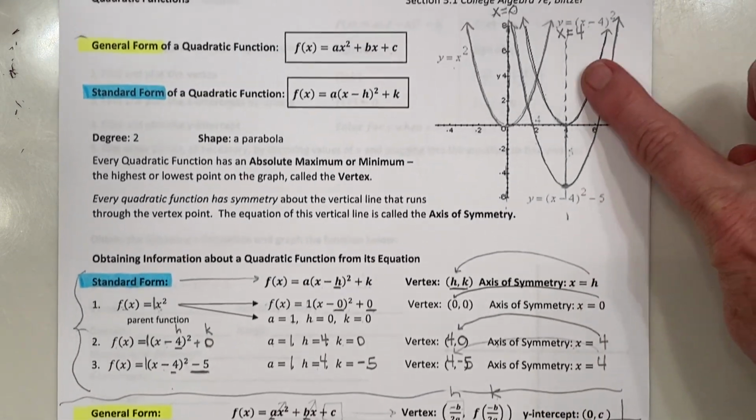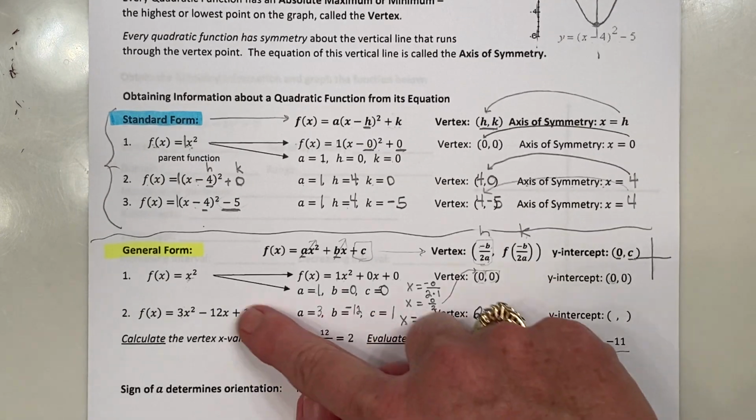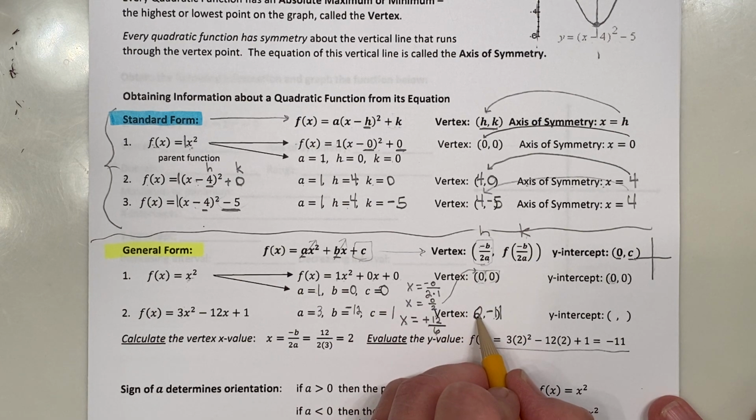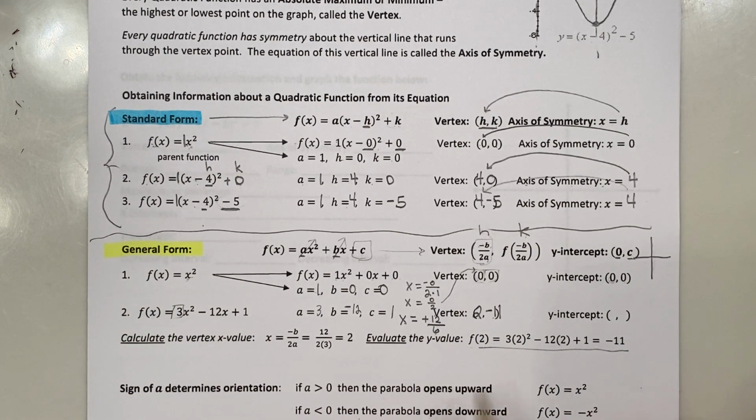Now, I don't have a graph of that. These don't correspond to this equation. This is a different equation with a different graph. But anyway, the vertex would occur to the right 2 and down 11. Okay, and the graph would open upward because this a value is positive.